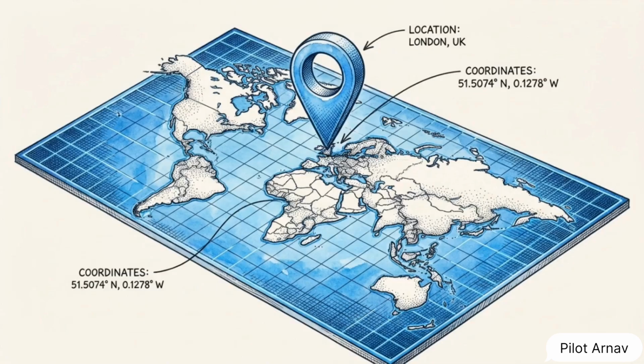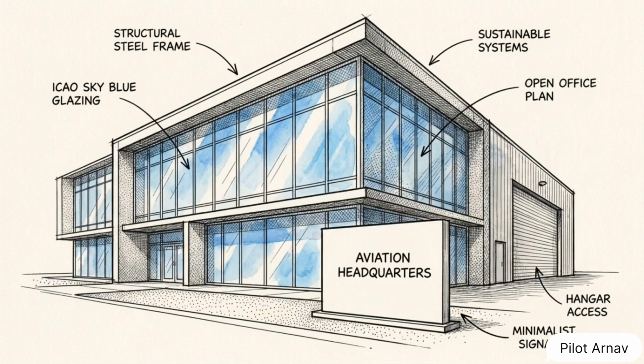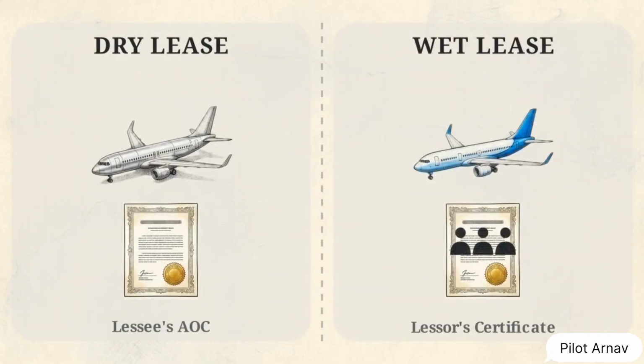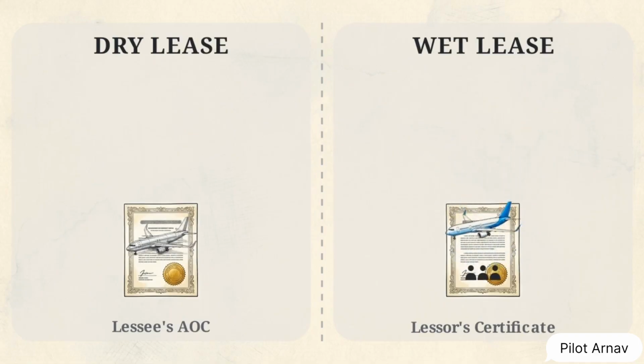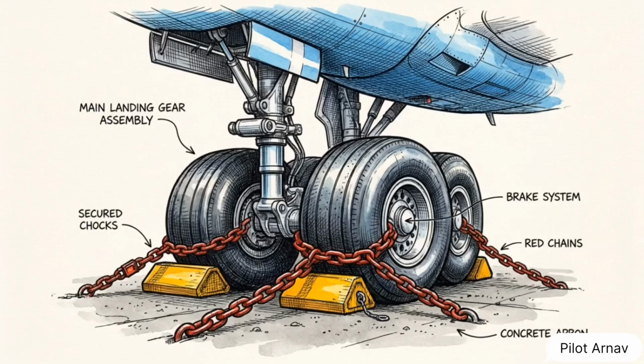Regulatory oversight is assigned to the State of Operator, defined as the location where the operator maintains its primary place of business or permanent residence. Leasing arrangements follow 2 distinct structures. Under a dry lease, the aircraft is operated under the lessee's AOC. Conversely, a wet lease places the aircraft under the lessor certificate. The aircraft remains grounded until these legal and quality control frameworks satisfy every administrative requirement.